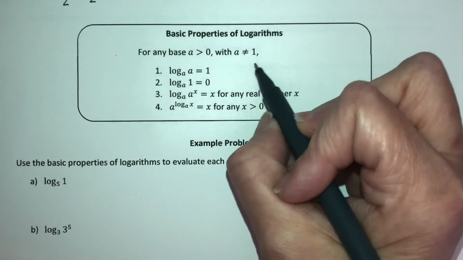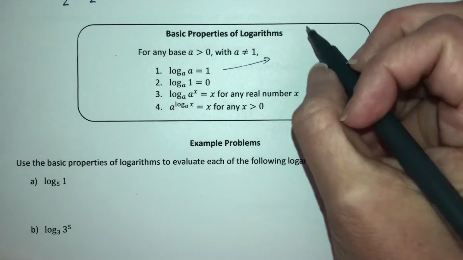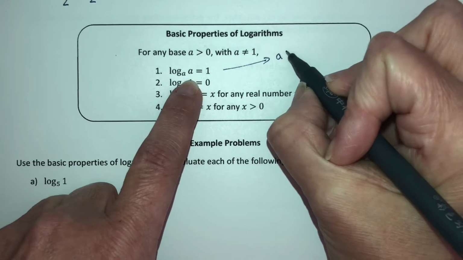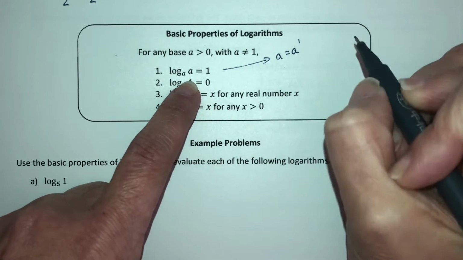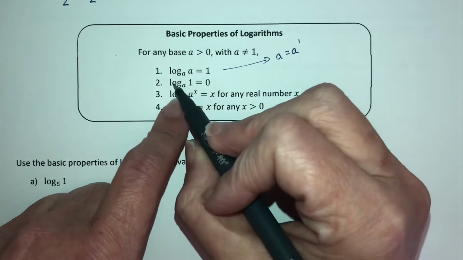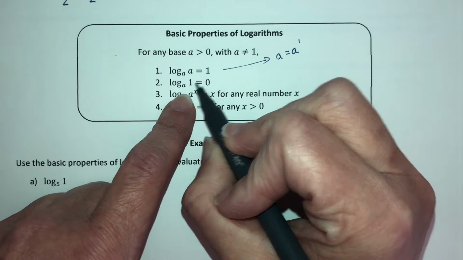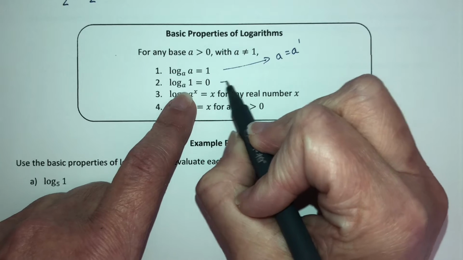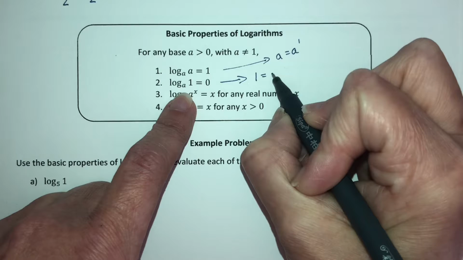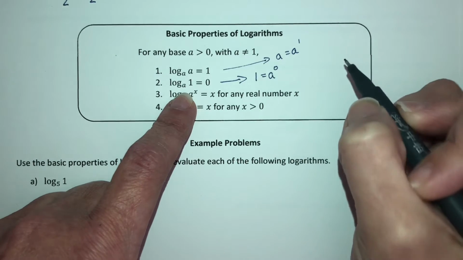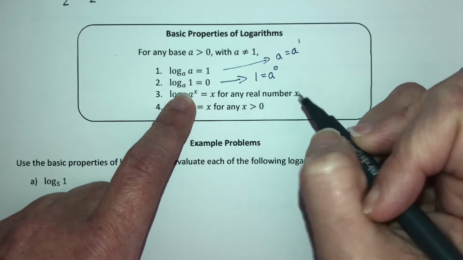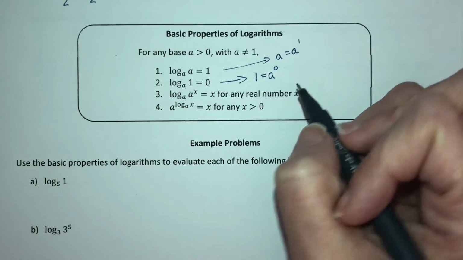Now if we convert that to exponential form, you'll see that a is equal to a to the first power, which you know is true. Log base a of 1 is equal to 0. If you convert this to exponential form, you'll see that 1 is equal to a to the 0. And you know anything to the 0 power is 1, so that makes sense.